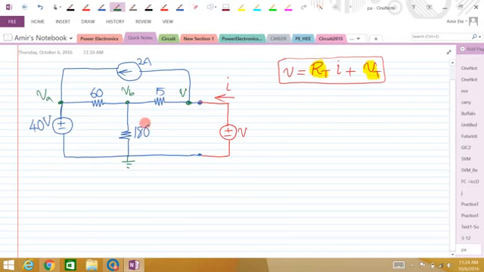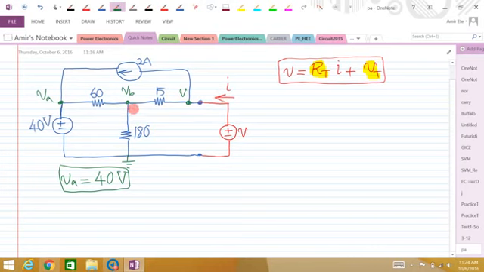Alright, the next step is to see if there are any known voltages here. So there is one known voltage here, VA. Obviously VA is 40 volts because the 40 volt voltage source is connected between my ground and this node. So VA is 40, it's known. VB is unknown, and the voltage of this node is parametrically known as V.